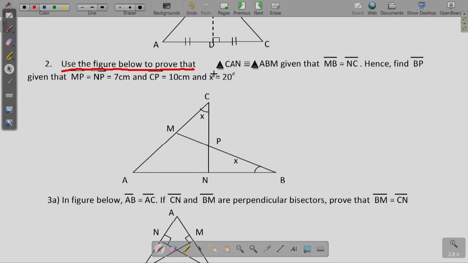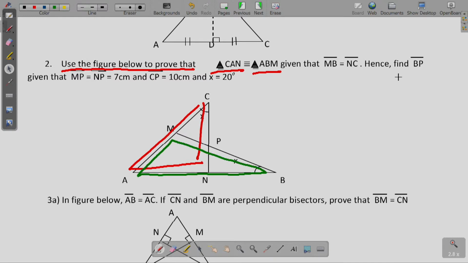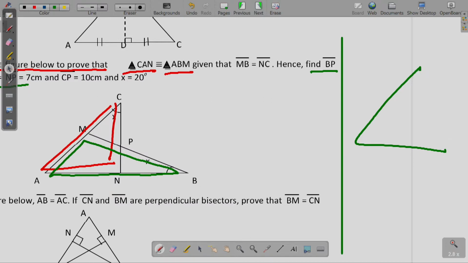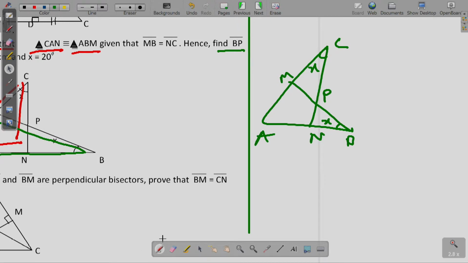Use the figure below to prove that triangle CAN, this triangle CAN, is congruent to triangle ABM. Also we have triangle ABM. Hence find the line BP, given that MP is equal to NP is equal to 7 and CP is equal to 10 centimeters and X is equal to 20. So we have first to prove that these triangles are congruent. So here A, N, B, M, P, C, and here you have X. So we have to prove that this triangle is equal to this one.